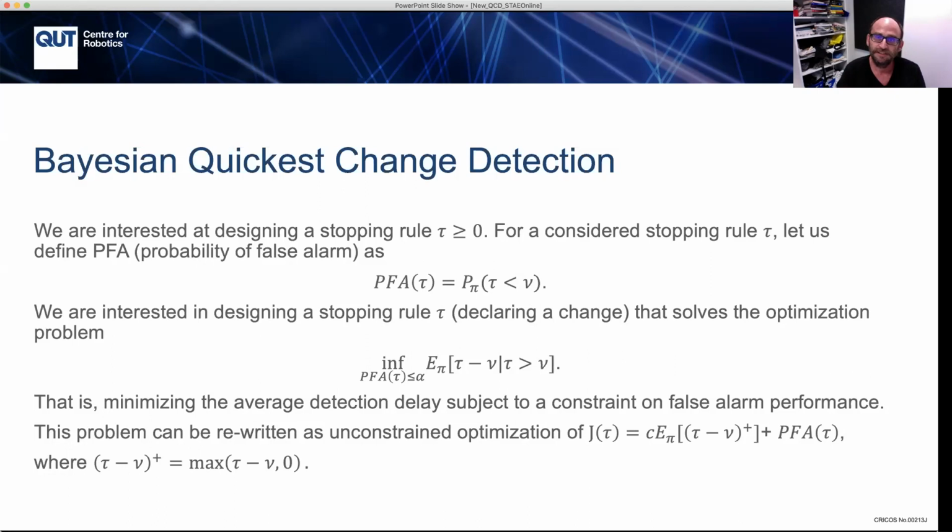Importantly, for the next slide, that problem can be rewritten as an unconstrained optimization problem according to this cost function here. So it's a running cost C times the time since a change event plus the probability of false alarm. So C is like a running cost term. It actually corresponds to a Lagrange multiplier that arises in the process of going from a constrained optimization problem to an unconstrained optimization problem.